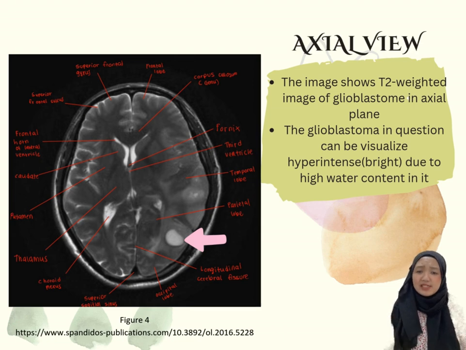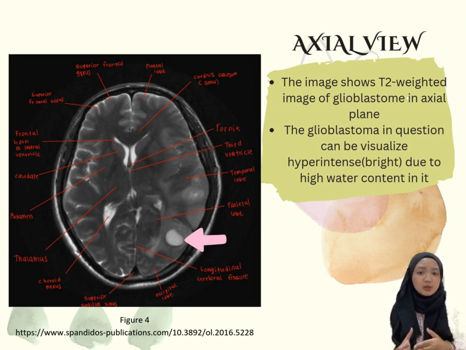So after all the CT views, we're going to look at how glioblastoma looks in different views of MRI. I'm going to start first with the axial view. As you can see in the picture, the one that I put the arrow on, there is a well-defined hyperintense or bright lesion at the right side of the brain MRI image, meaning that the patient has glioblastoma at his left side of the brain.